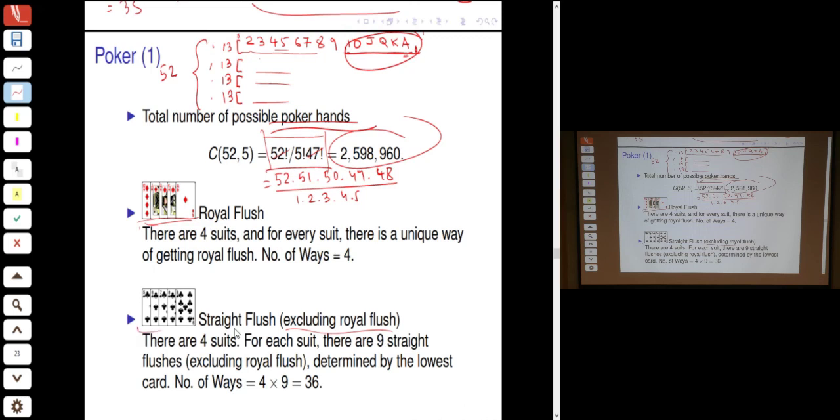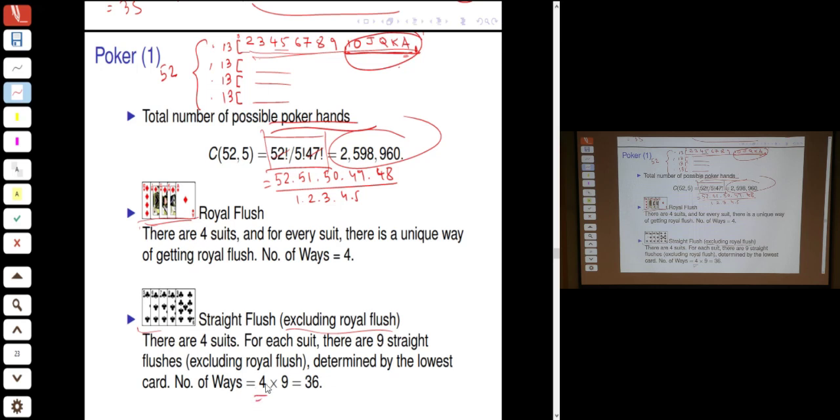So, the 5 cards have to come from the same suit and they have to be consecutive in this ordering. Okay? So, how do you do that? So, again first pick the suit, okay, because they have to come from the same suit. So, first pick the suit. So, that you can do in 4 ways.